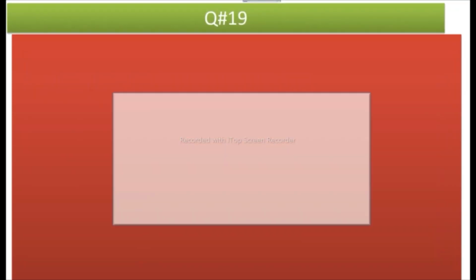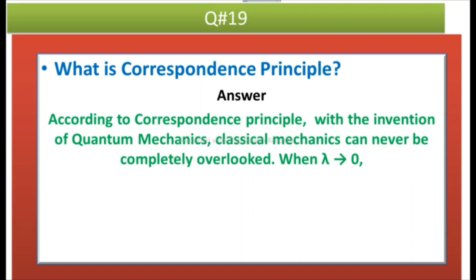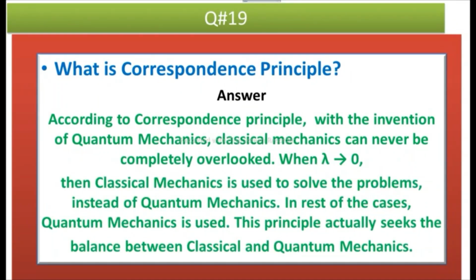And the next question is, what is correspondence principle? It's also a very important question. Answer is, according to correspondence principle, with the invention of quantum mechanics, classical mechanics can never be completely overlooked. When lambda is equal to 0, then classical mechanics is used to solve the problems instead of quantum mechanics, and in rest of the cases quantum mechanics is used. This principle actually seeks that balance between classical and quantum mechanics.